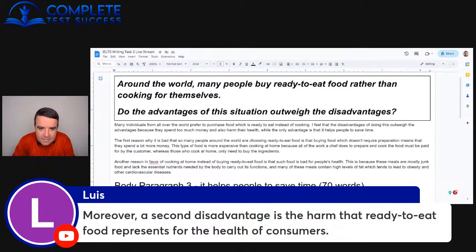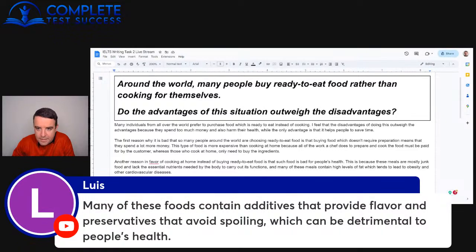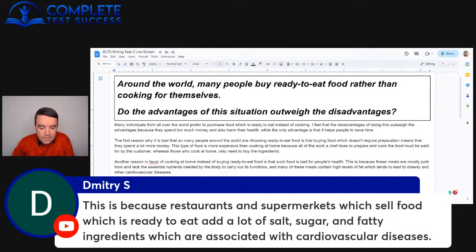Okay, moreover, a second disadvantage is the harm that ready-to-eat food represents for the health of consumers. Good. Many of these foods contain additives that provide flavor and preservatives that avoid spoiling, which can be detrimental to people's health. Very good. This is because restaurants and supermarkets which sell food which is ready to eat add a lot of sugar, salt, and fatty ingredients which are associated with cardiovascular diseases. Okay, very good.